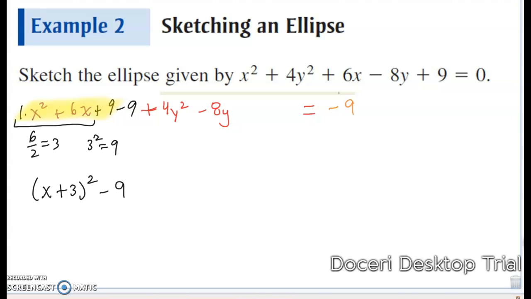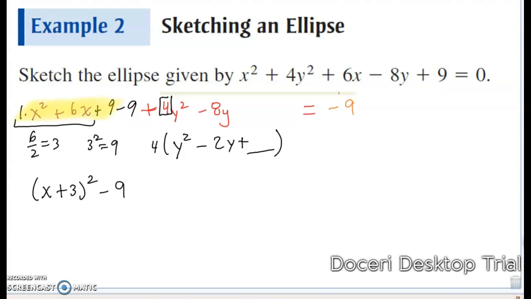All right, so now when we move over to the y's, the red ones, I have to make this guy a 1. So I'm going to factor out the 4 from the y squared and also from the y. So you're going to have 2y, and then I'm going to leave some space here. So what do I need to add here to have a perfect square?